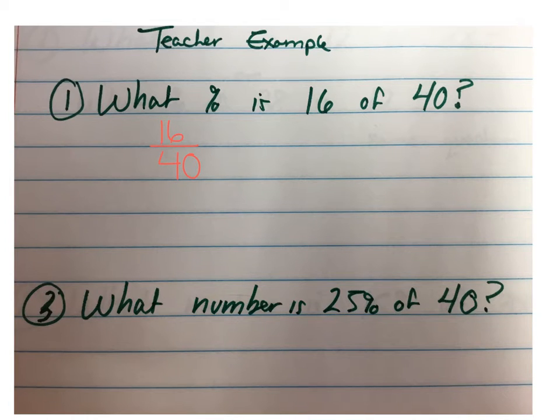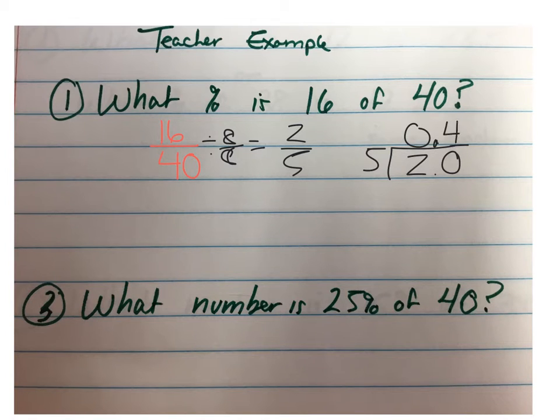And before I do anything else, I want to simplify. Can I divide 16 and 40 by the same thing? I can divide both of them by 8, getting 2 and 5. Am I done now? Well, I want a percentage, and I know that because I see what percent. Well, I need to go to a decimal, and then I can make it into a percent. To make it into a decimal, I divide. And I'm done with my decimal answer.